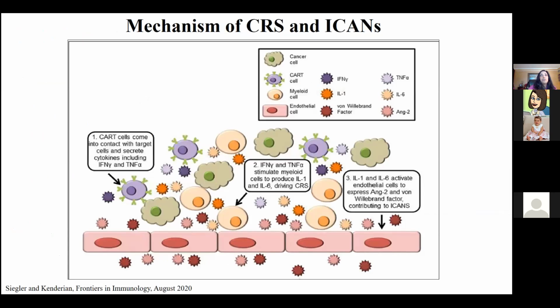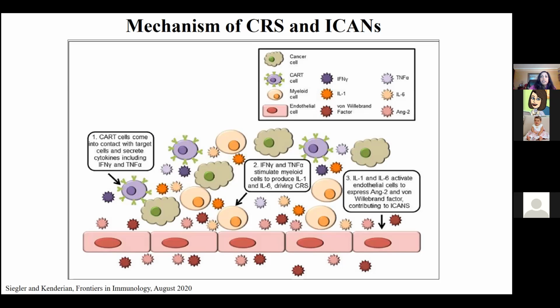This is another cartoon that sort of combines the mechanism of CRS and ICANS and gives you an idea of how this works. The first step is that CAR T cells come into contact with the target malignant cells, and the CAR T cells themselves secrete some cytokines such as interferon gamma and TNF alpha. And this then signals myeloid-derived cells, monocytes, macrophages, etc., as well, to produce IL-1 and IL-6. Then IL-1 and IL-6 tend to drive the cytokine release syndrome.